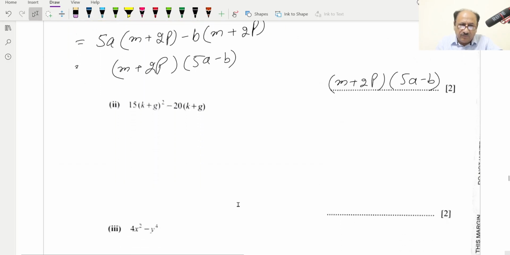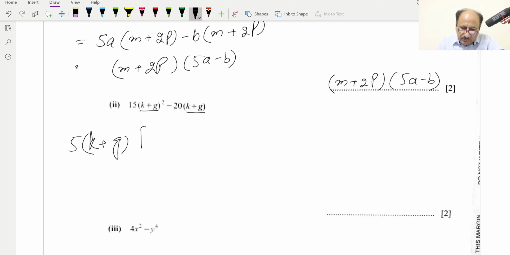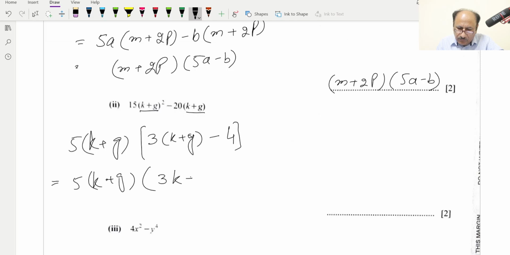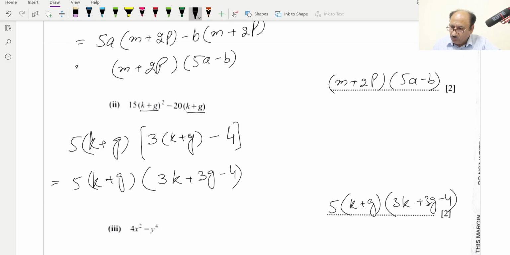Now the second part is 15k plus g square minus this. So in this one we can take common, this portion is common, k plus g. So k plus g we can take common, plus 5 also we can take common. So inside will be what? Inside we can write 3 into k plus g, and what else? This will be minus 5 is gone, so 5 fours are 20, so this will be the remaining portion, and we can change its setting. We can write it as, so this one in bracket, this will be 3k plus 3g minus 4, and this will be our final answer. We can provide over here 3k plus 3g minus 4. This is 2 mark question.